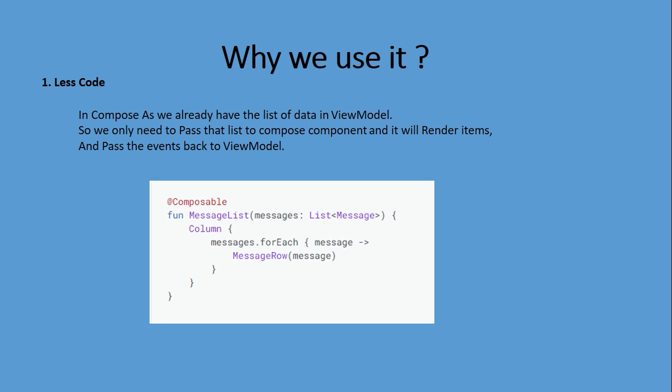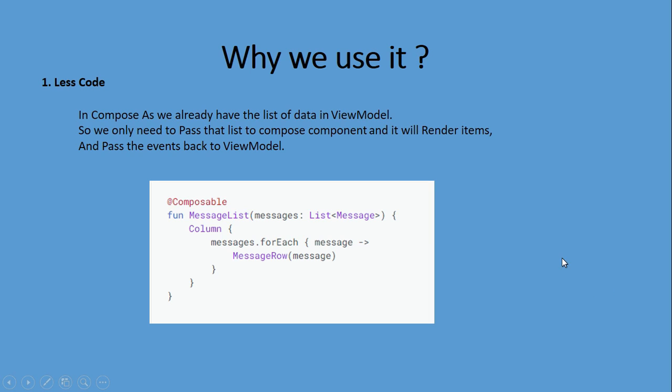Maybe you have already done this multiple times. So here we have a message list, which is a Compose component annotated with @Composable. It takes a list of messages, and we use Column and MessageRow to render that list to the user. As you can see, there is not much binding involved, no adapters needed. We just have data coming from our view model, and we are rendering a list to the user.